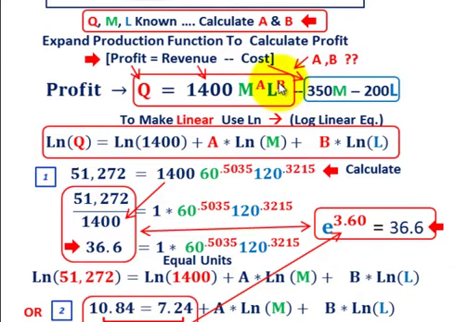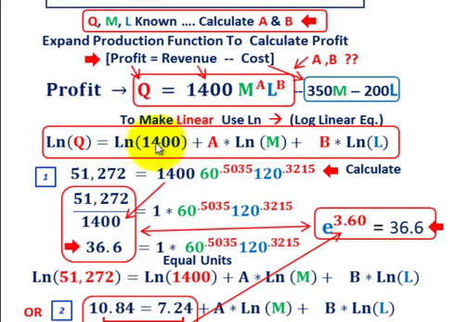And then B, same thing. B becomes, you just move that in front as a factor, in this case of the natural log of labor. So that's just the logarithm rules here. So you have the natural log of Q equals the natural log of 1400, add to it A, your exponential amount, times the natural log of the material, plus B times the natural log of the labor quantity.